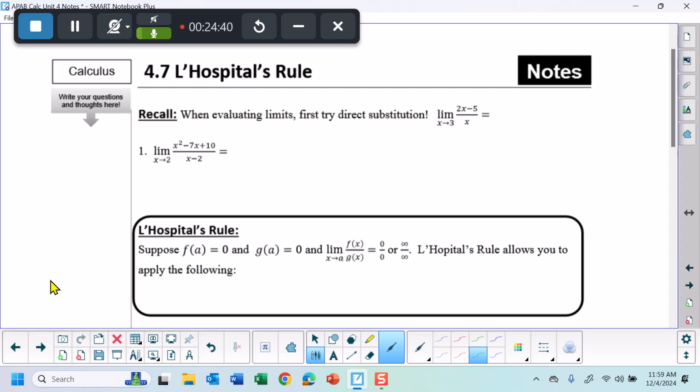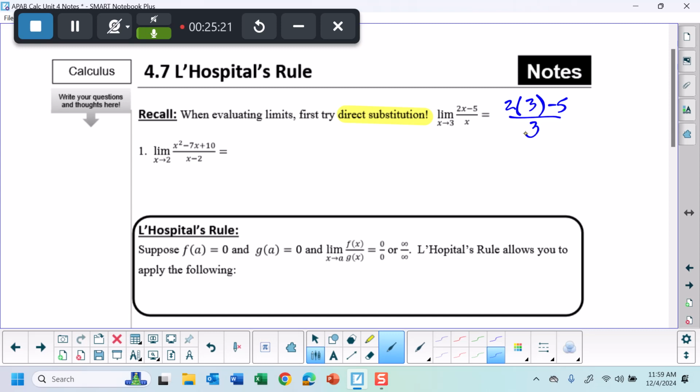All right. Take your brain back to limits. The very first rule when evaluating limits is always plug it in. So we always are going to use direct substitution. If somebody says, what is the limit of this function as x approaches 3? Remember, what we love is when the limit from the left, the limit from the right, and the value of the function are all the same. So when I plug in that value for 3, I have 2 times 3 minus 5 over 3.